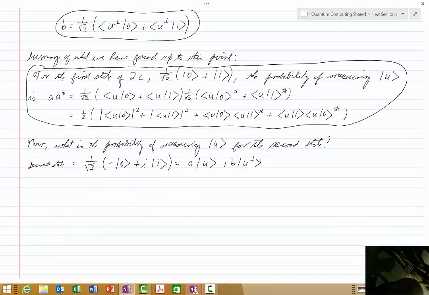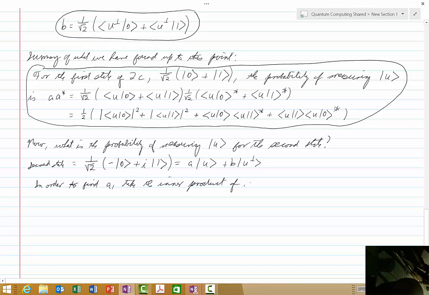Okay, well, again, in order to find a, take the inner product of each side with u.